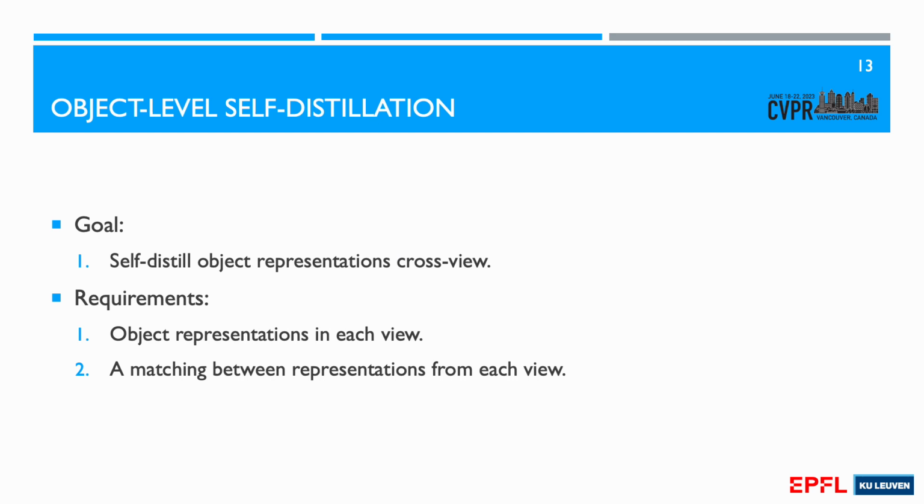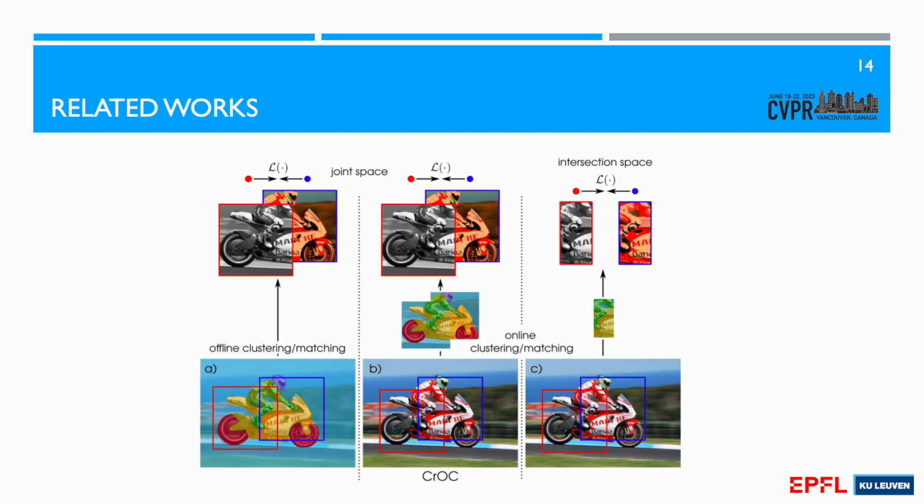Instead of self-distilling image-level representations cross-view, we would now like to do the exact same thing but for object representations. So in order to do this, we need object representations in each view, but also now we would need to know which object representation from view 1 is mapped to which object representation from view number 2. Multiple approaches have been used by prior works to localize objects in the image. These can be split into methods that work in the joint space of the two views or methods that work in the intersection space. Another axis of comparison is whether the clustering/matching is done offline or online.